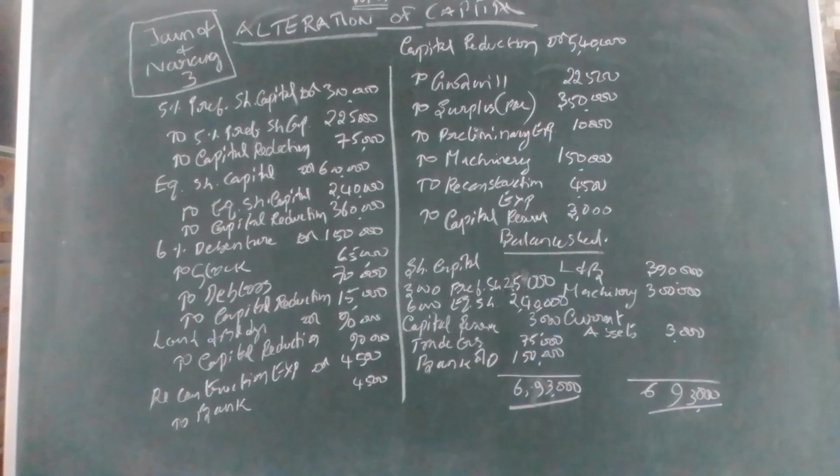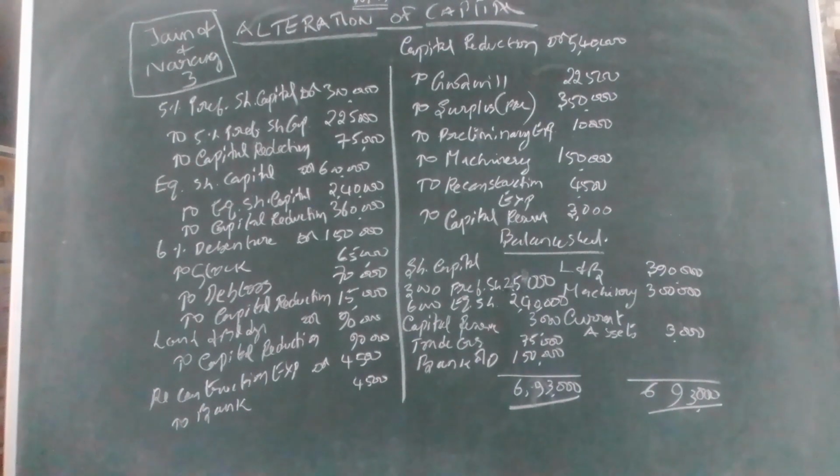Then expenses on reconstruction. That amount of 4,500 the company has to pay. Okay, so for that also we have to pass the entry. Then capital reduction is utilized for adjusting various assets mentioned in the scheme of reconstruction. Let us take one by one.